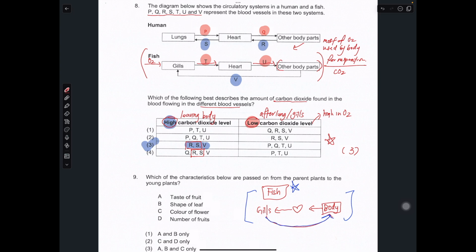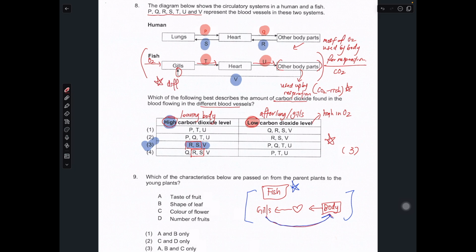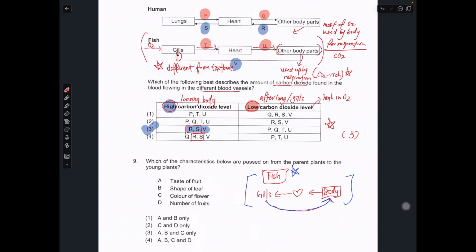When it goes through the body, it will be used up by respiration. Okay, and then the blood itself will be carbon dioxide rich. So for this question, you have to pay a bit of attention to the arrows as well, because it's not what you have seen in the textbook. This question, or at least the one that is drawn in fish, is different from the textbook. So if you see this question, answer according to the arrows allocated.